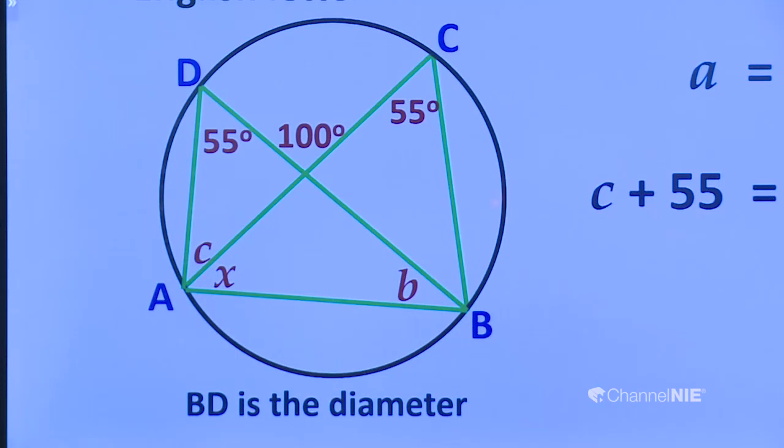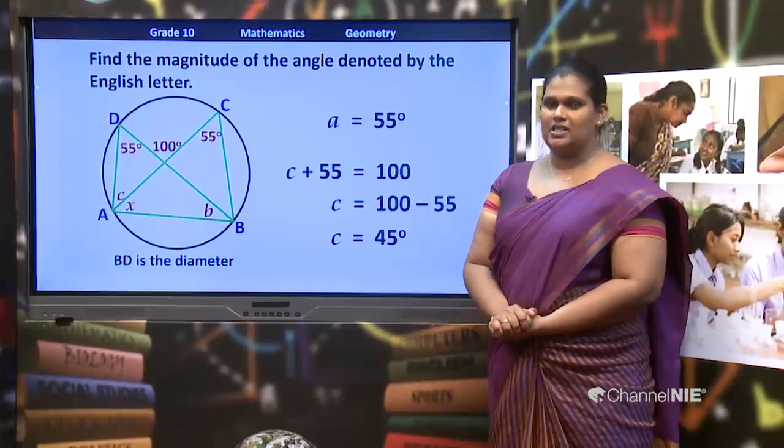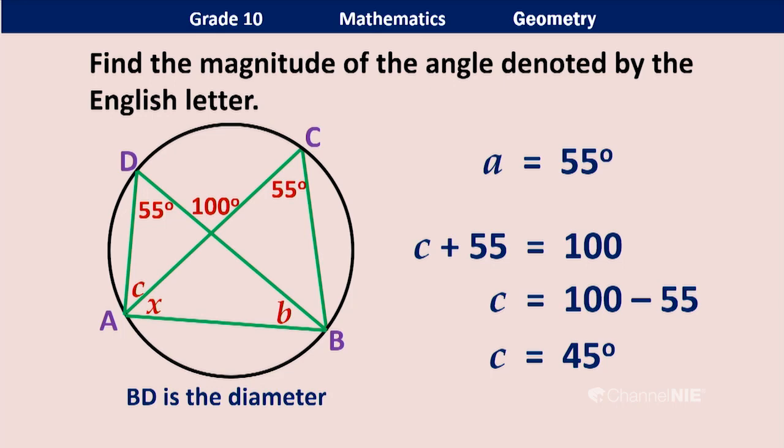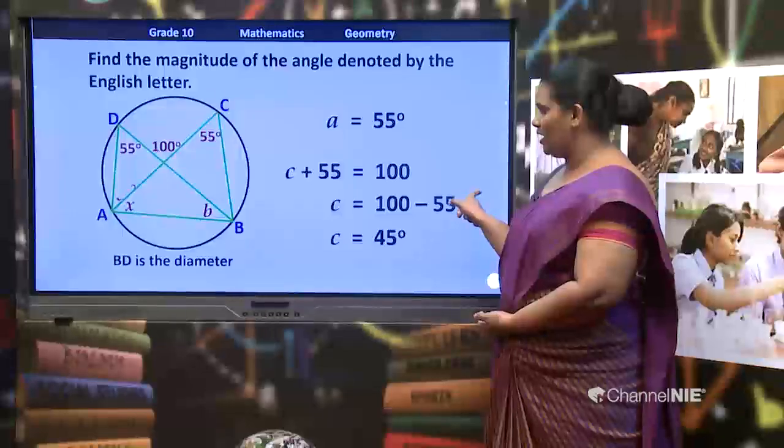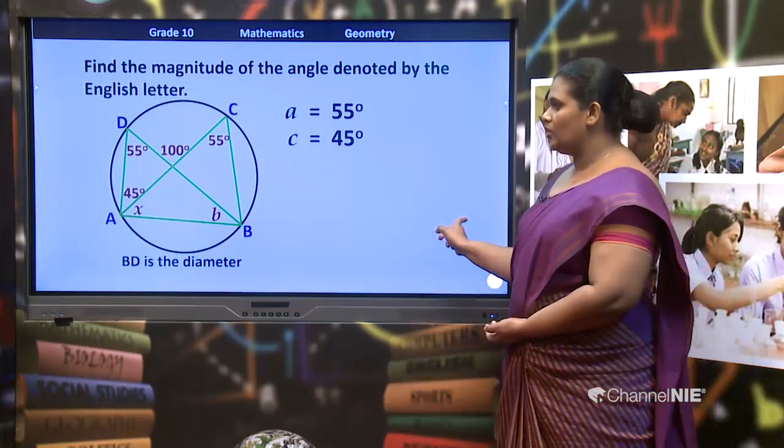Now, once again we have constructed a simple equation. By solving this, we can get the value of C. Therefore, I am going to subtract 55 from both sides. C plus 55 minus 55 equals 100 minus 55. So, I can get the value of C by subtracting 55 from 100, that is 45 degrees. Right. By now, we know the value of A, then the value of C. Next, we will go for another letter.